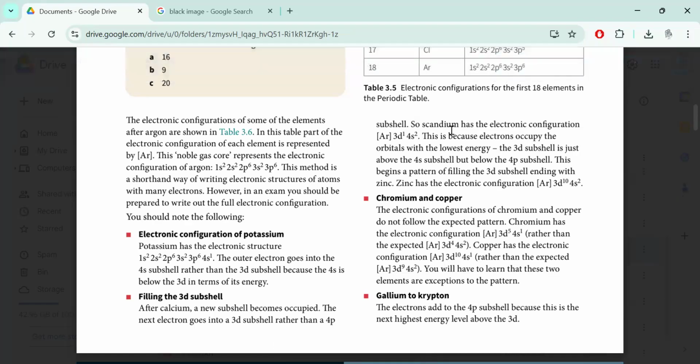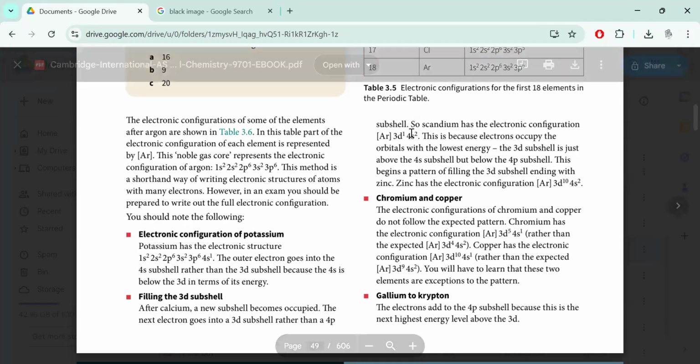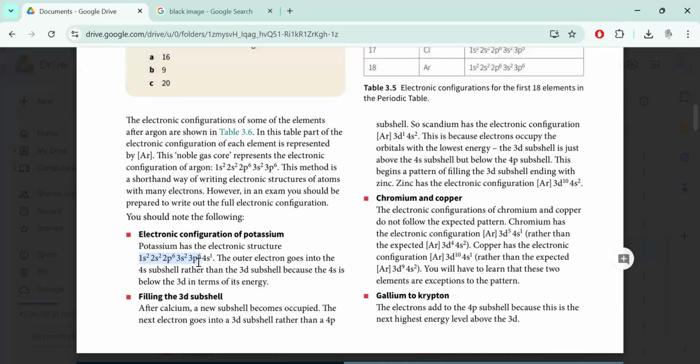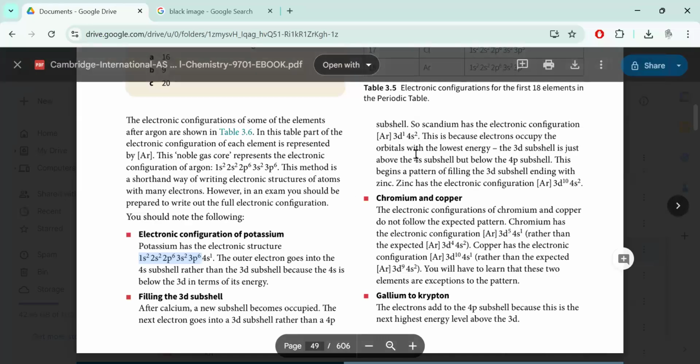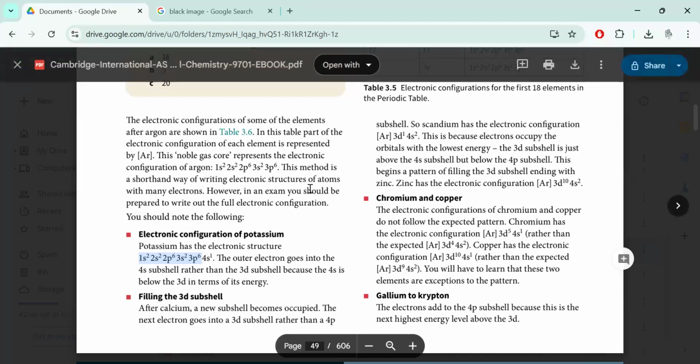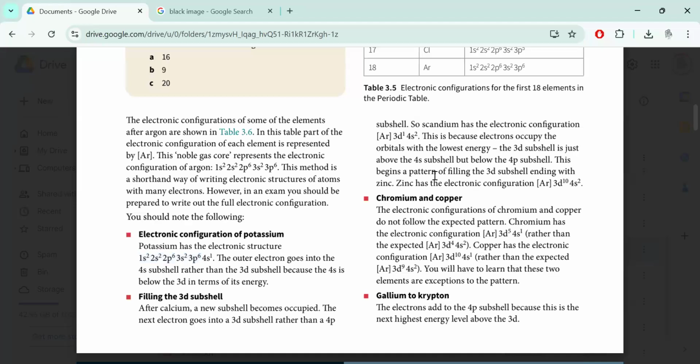So scandium has the other configuration, like I've said previously. It's argon right here. This is the atomic configuration of scandium. Scandium is 21, so we have argon here, and this will become 3 additional ones. So 18 plus 3 will be 21.